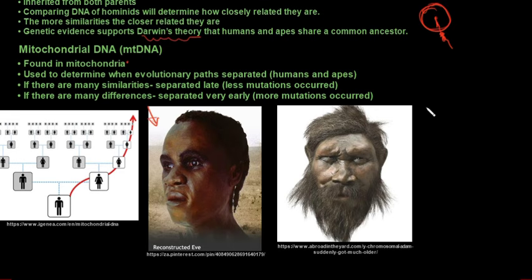They can do the same with men as well, using the Y chromosome. So Y chromosomal Adam is this chap over here. He did not live at the same time as mitochondrial Eve, just to clear that up. But this is what they think he looked like. So when there are many similarities between the mitochondrial DNA, that means that they separated late and fewer mutations occurred, so obviously the closer related they are. But if there are many differences, it means they separated very early, which means more mutations occurred, which means that they aren't as closely related.